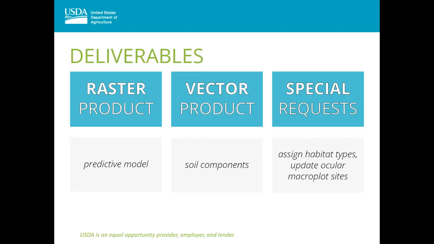And so the Forest Service has made a couple special requests. The first one is to assign habitat types, which Dean talked about. And then the second is to update their ocular macroplot sites. And so the ocular macroplot sites are vegetation monitoring sites that were begun and maintained by Cheryl Goodrich and Alan Hooper, respectively.